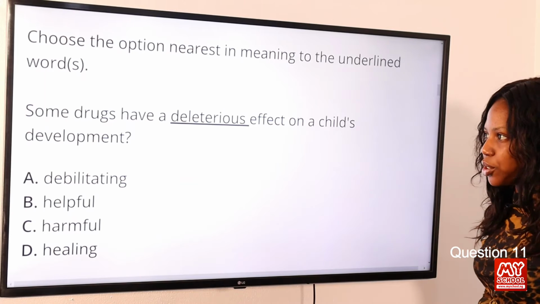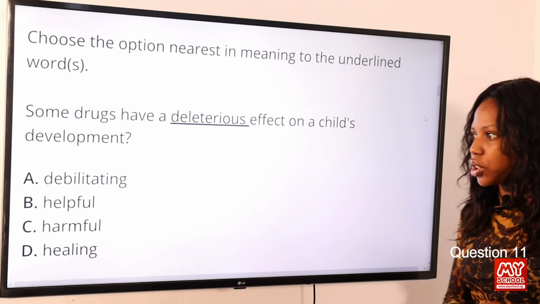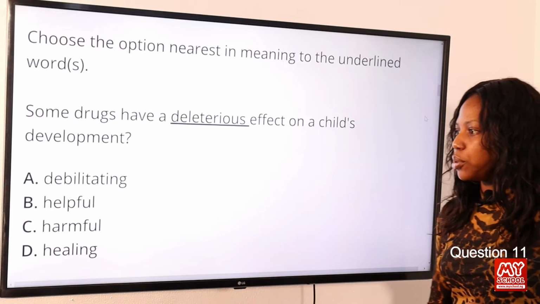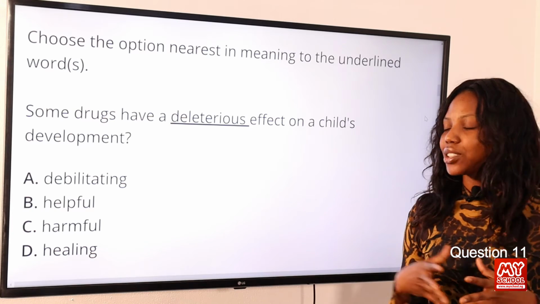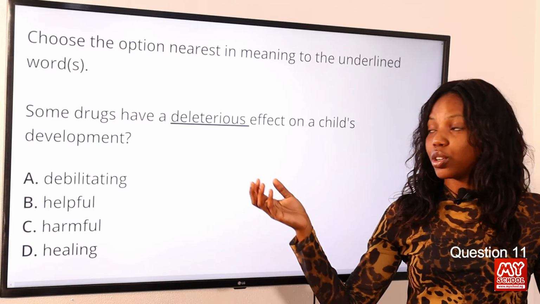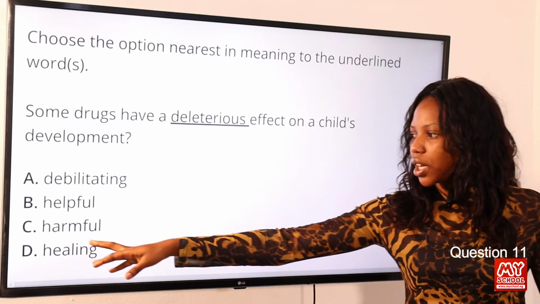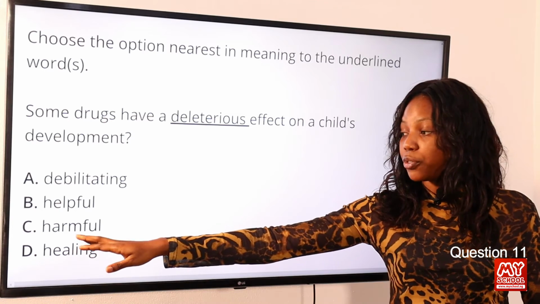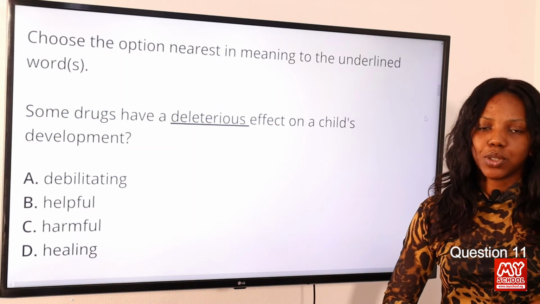Question 11. Some drugs have a deleterious effect on a child's development. Option A, debilitating. Option B, helpful. Option C, harmful. Option D, healing. The answer to this question is option C, harmful, because deleterious means causing harm. Okay, so we can see the word harm, which is in the form of an adjective here. Option C, therefore, is the correct answer to this question.